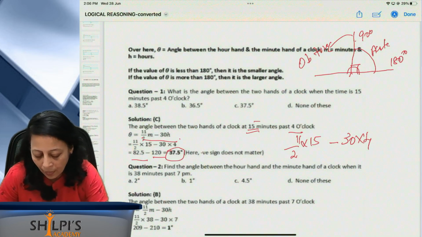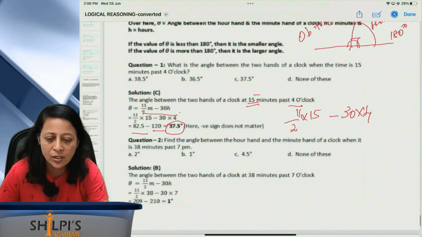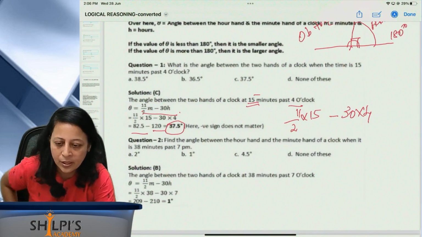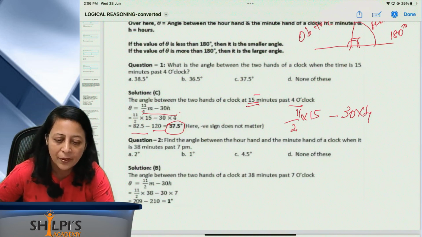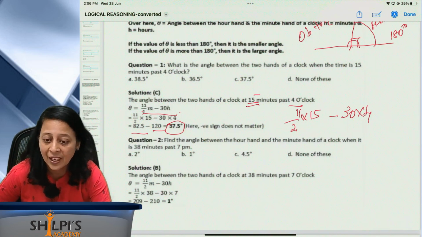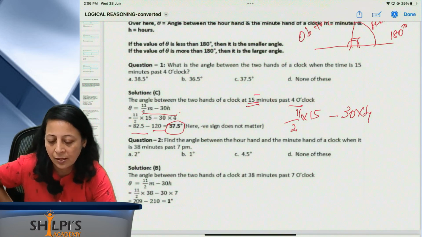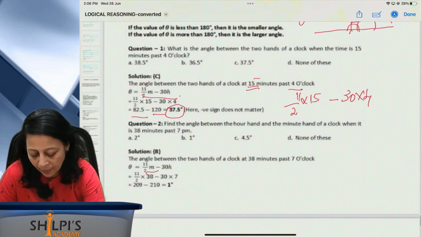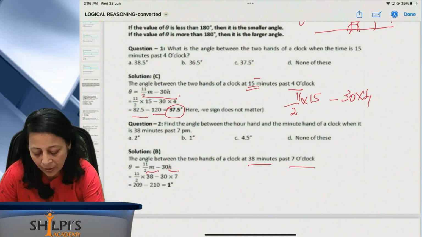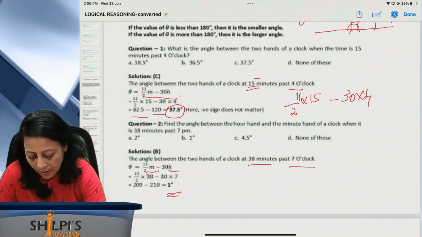Okay. Next question. Don't worry about whether it is negative or positive, whatever it is. We are just concerned only about the angle. Okay. Find the angle between the hour hand and the minute hand of the clock when it is 38 minutes past 7. So minute is 38 and your hour is 7. Okay, so just put in the place of m 38, what has been given here in the question. In the place of h, put 7. Okay, you get the answer is 1 degree. That is your angle.